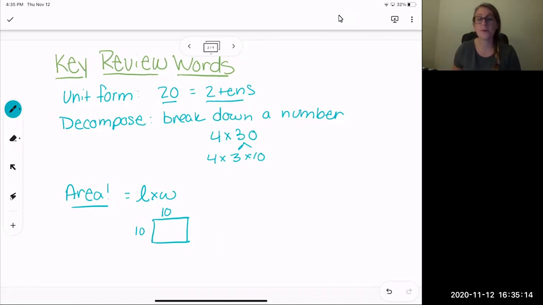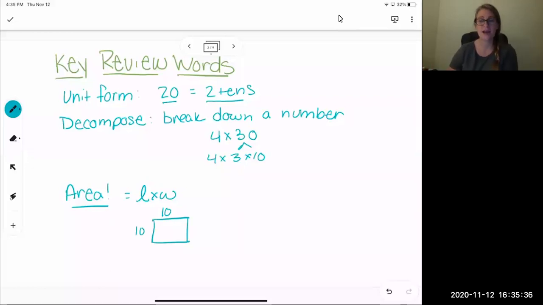Decompose is when we break down a number. In this example, we broke down the example of 4 times 30. We broke down 30 into 3 times 10 to make it easier for us to multiply, because we know 4 times 3 is 12. And then from there, we can multiply 12 times 10 to get 120.